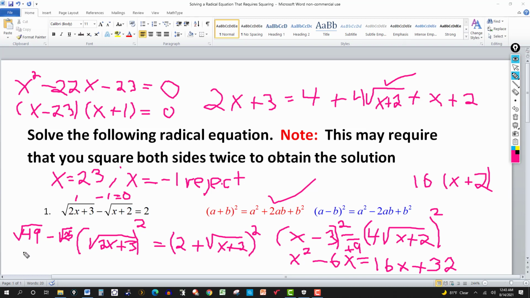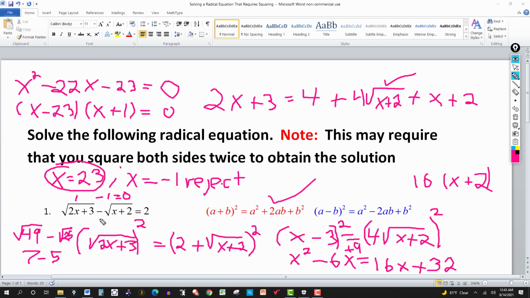The square root of 49 is 7. The square root of 25 is 5. 7 minus 5 is 2. So this one checks. So that's your solution.